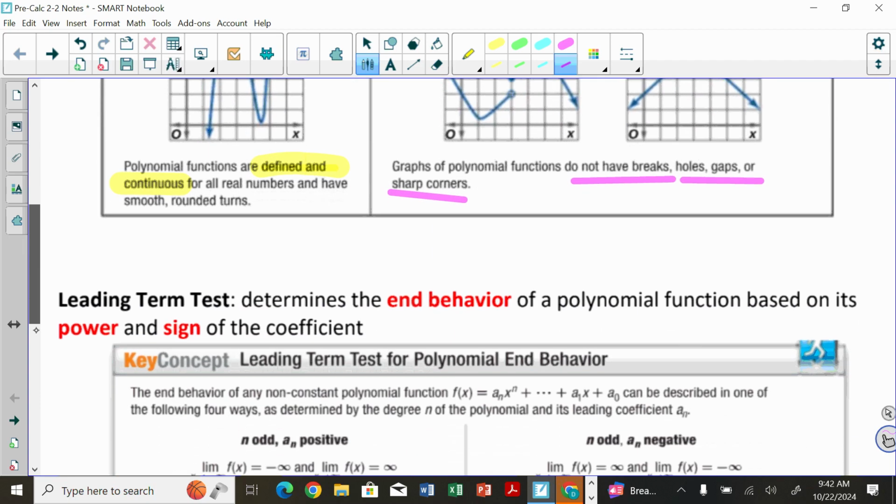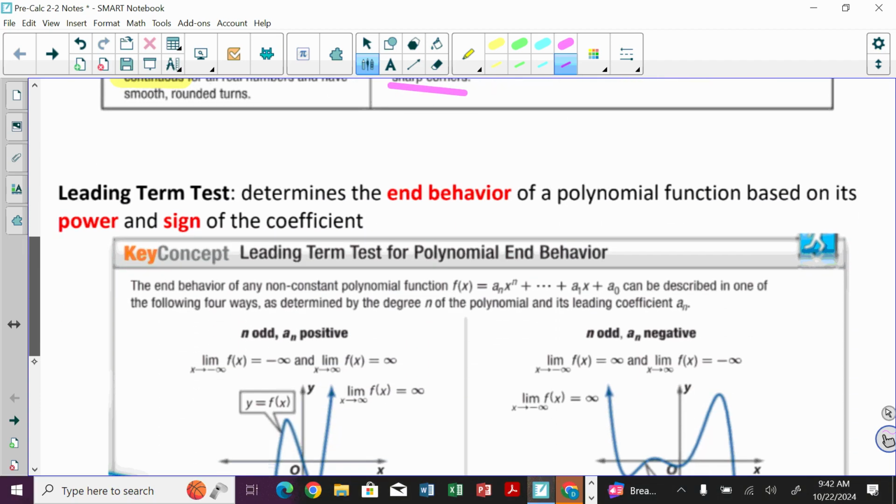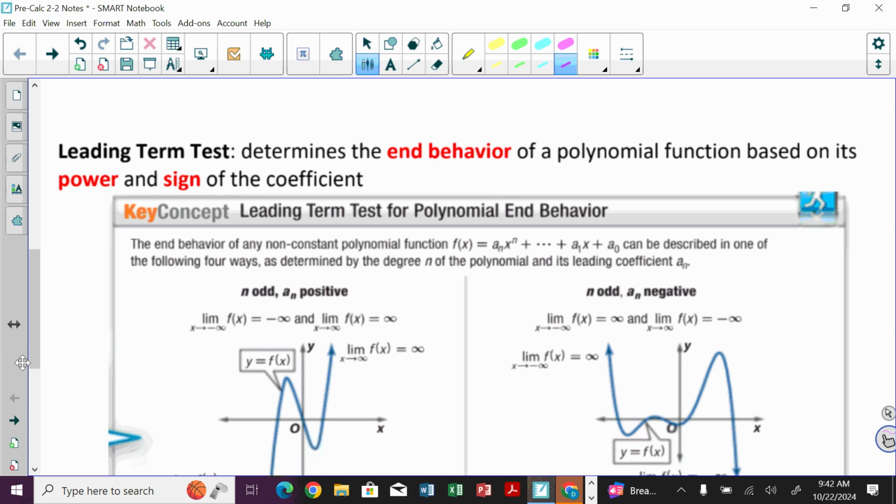So now let's talk about the leading term test. This determines the end behavior of a polynomial function based on the power and the sign of the coefficient. As we take a look at this table, we can learn a lot about the end behavior, as x approaches negative infinity and as x approaches infinity, and what the graph is going to look like just by knowing the exponent and the sign of the leading coefficient.